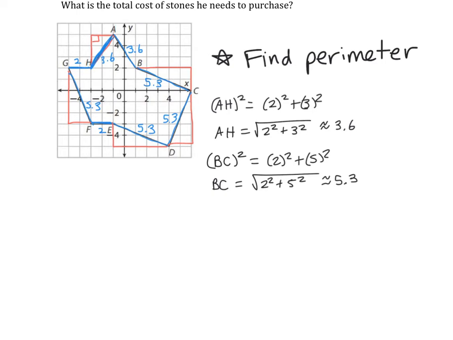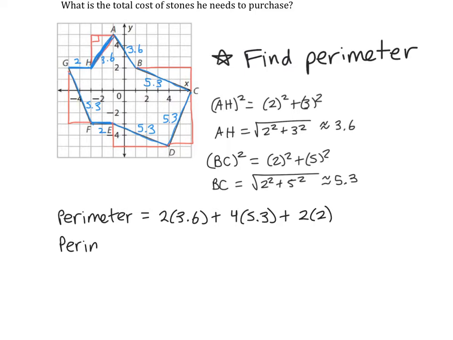So now to find that total perimeter, we're going to add up all the sides. So you could just list them all and add them, or we could be strategic. I see that I have two lengths of 3.6, so I do 2 times 3.6 plus I have 1, 2, 3, 4 lengths that have 5.3, so 4 times 5.3, and then I have two sides that have a length of 2. So this will give us the perimeter of this ornamental garden. So this gives us 32.4 yards.